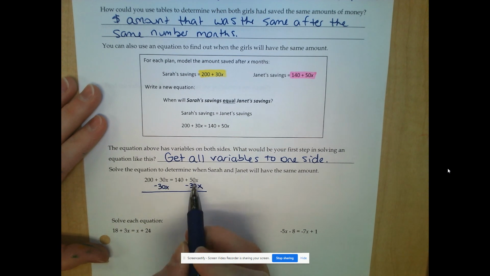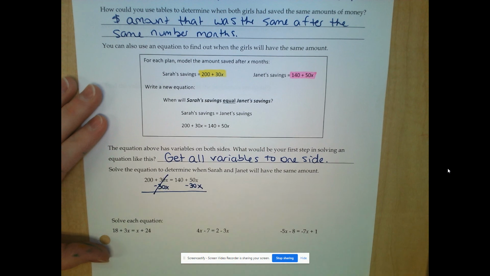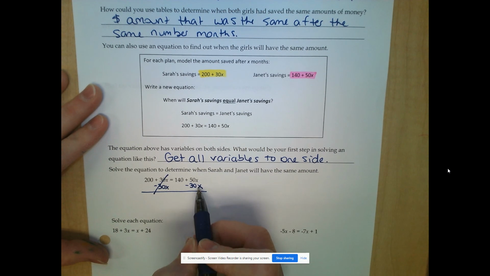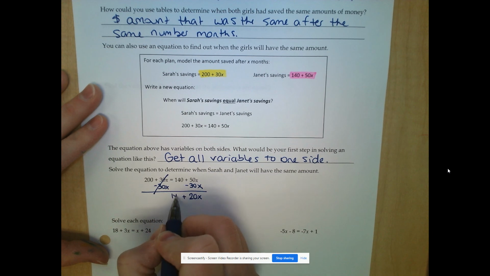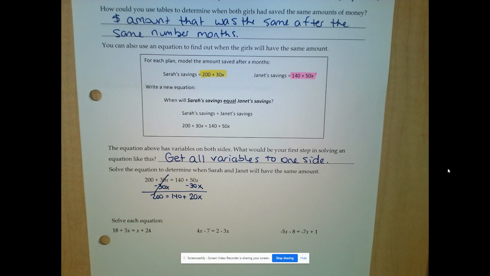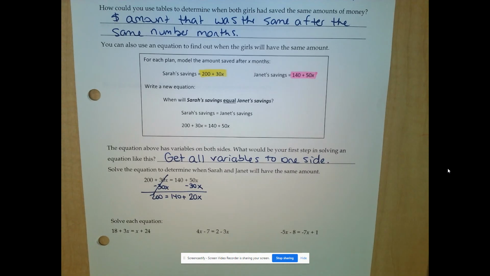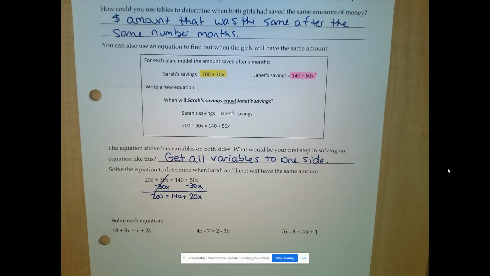Now, the reason I did that was because I knew positive 30x minus 30x was going to cancel. And over here, I was going to have 50x take away 30x, which still leaves me with positive numbers. And that's usually my goal, to work with positive numbers as much as possible. So what I did there was I subtracted the whole term from both sides in order to cancel the variables on the left, move them all to the right.